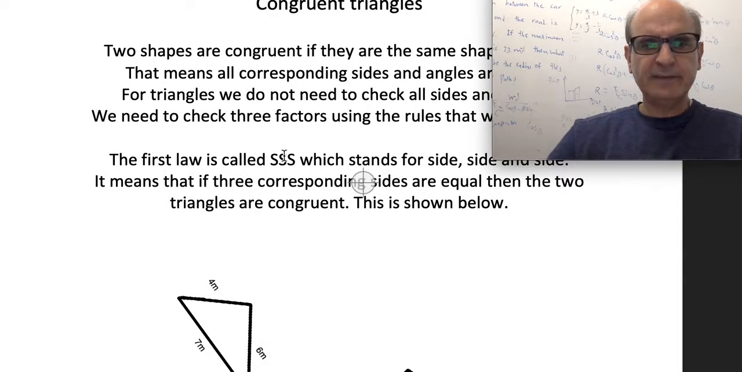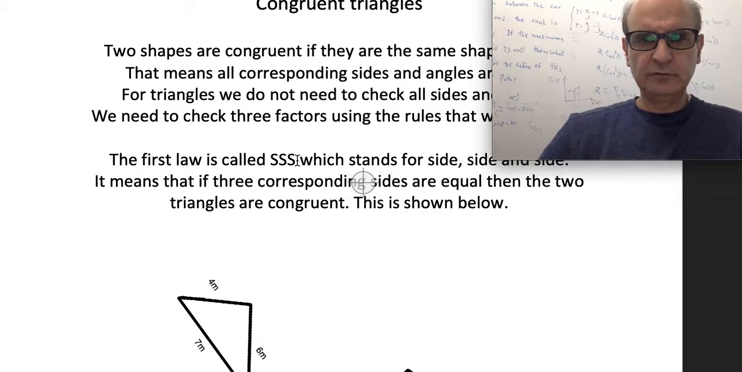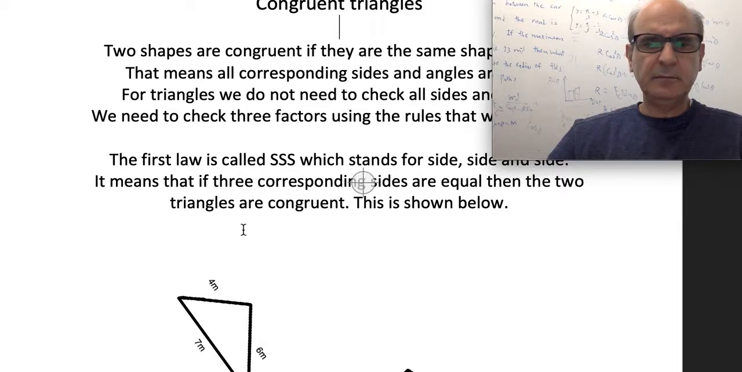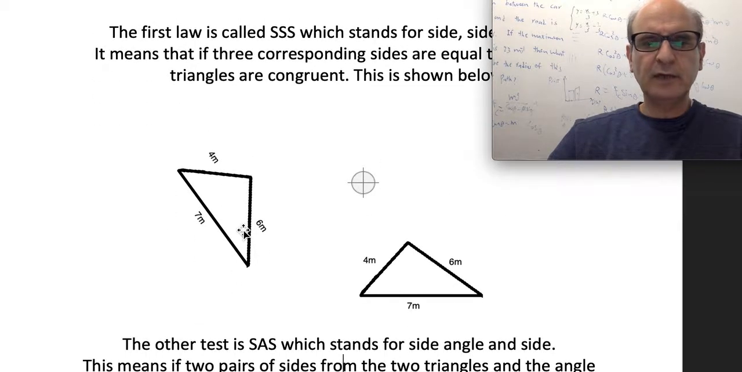All right, the first test we will use is called SSS, which basically means side, side, side. And in practice, it means if you have two triangles like this, where all three matching sides are the same, then the two triangles are congruent.